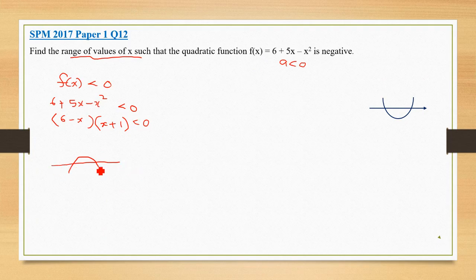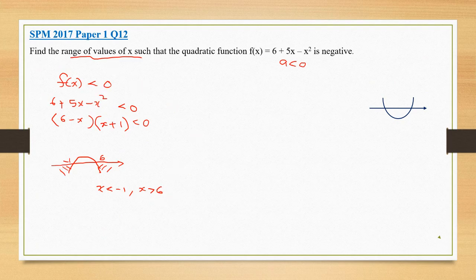Okay, draw a line. This is your axis. Put the smallest value on the left and the largest value on the right. So it's -1 here when you equate it to 0, and 6 over here. Less than 0 means below your x-axis, so you shade the region below your x-axis. From here, what will be your answer? x must be less than -1 or x must be greater than 6. This is one way of solving it.